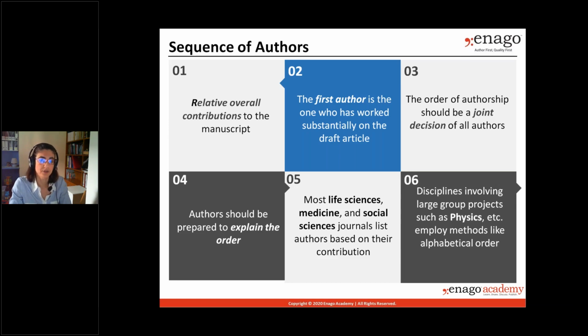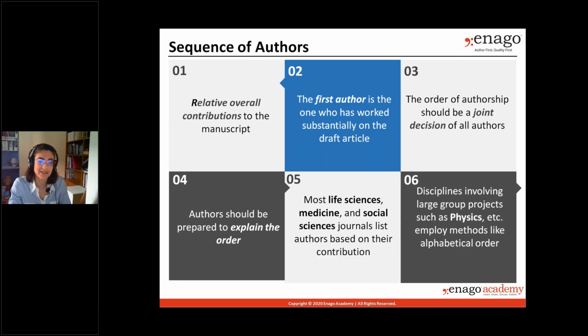The order of the authors should be a joint decision from all the authors, with the initiative of usually the senior author. Usually they're the one to put together the first draft of the author list. All authors, and especially the senior author, should be able to explain and justify their decision at any given time.